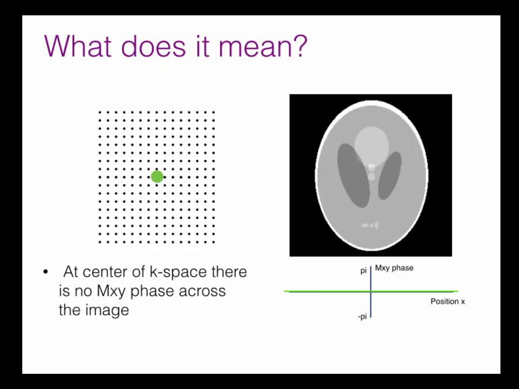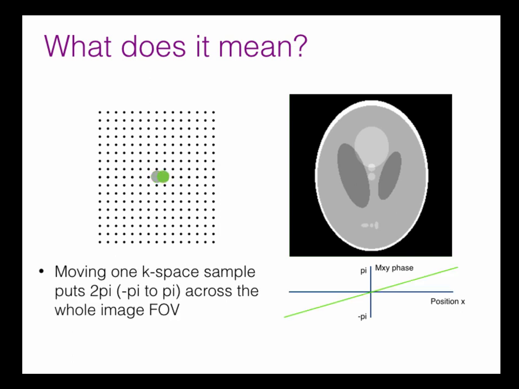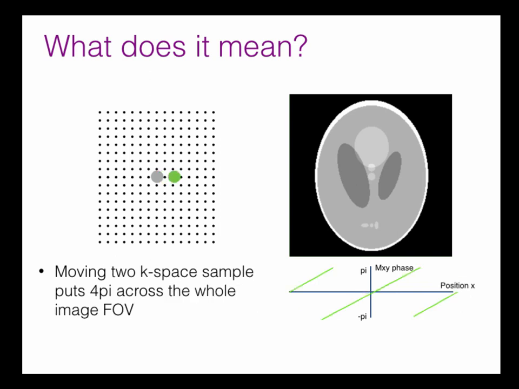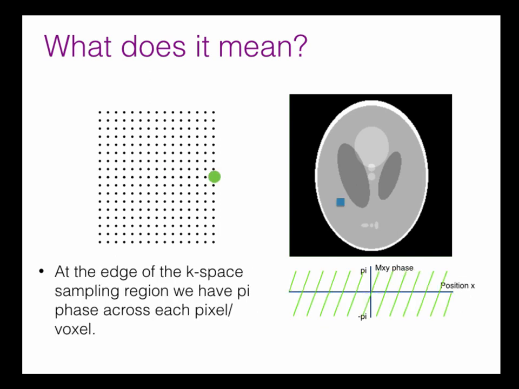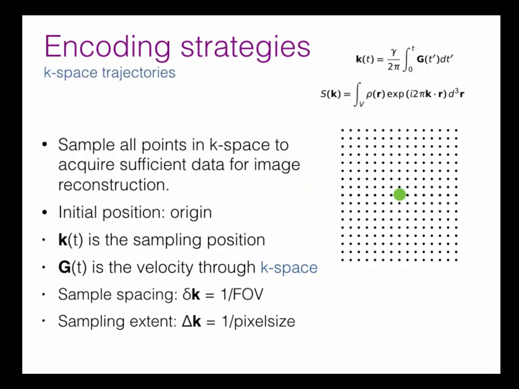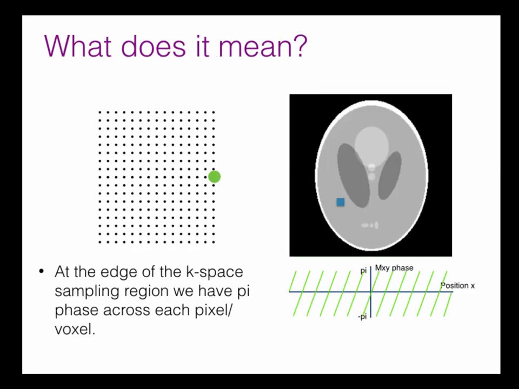At the center of k-space, there's no phase across the image, is another way of thinking about it. As we step through k-space, we gradually increase the amount of phase across the image. You can see by these green bars down here. And correspondingly in the other direction as well.